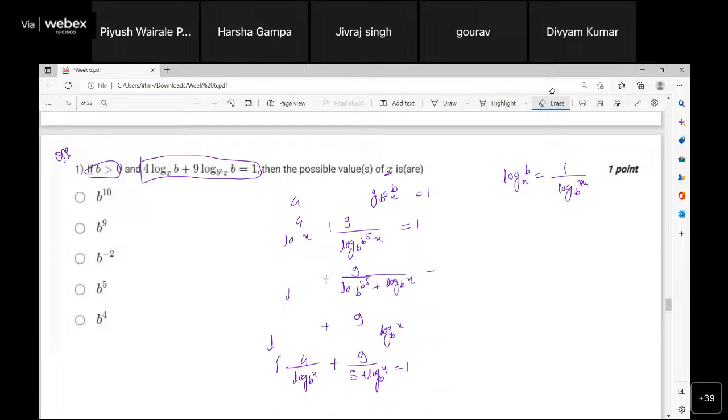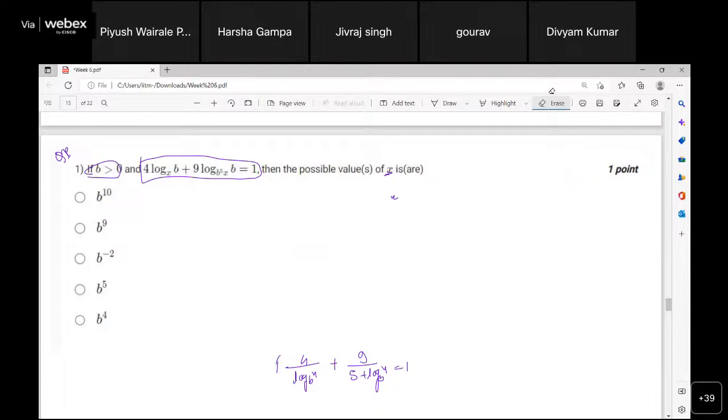Yes, anyone? How to solve this? Let log of x to the base b be t. So log of x to the base b equals t, right? So 4 upon t plus 9 upon 5 plus t equals 1. Just simplify it then. Simple.